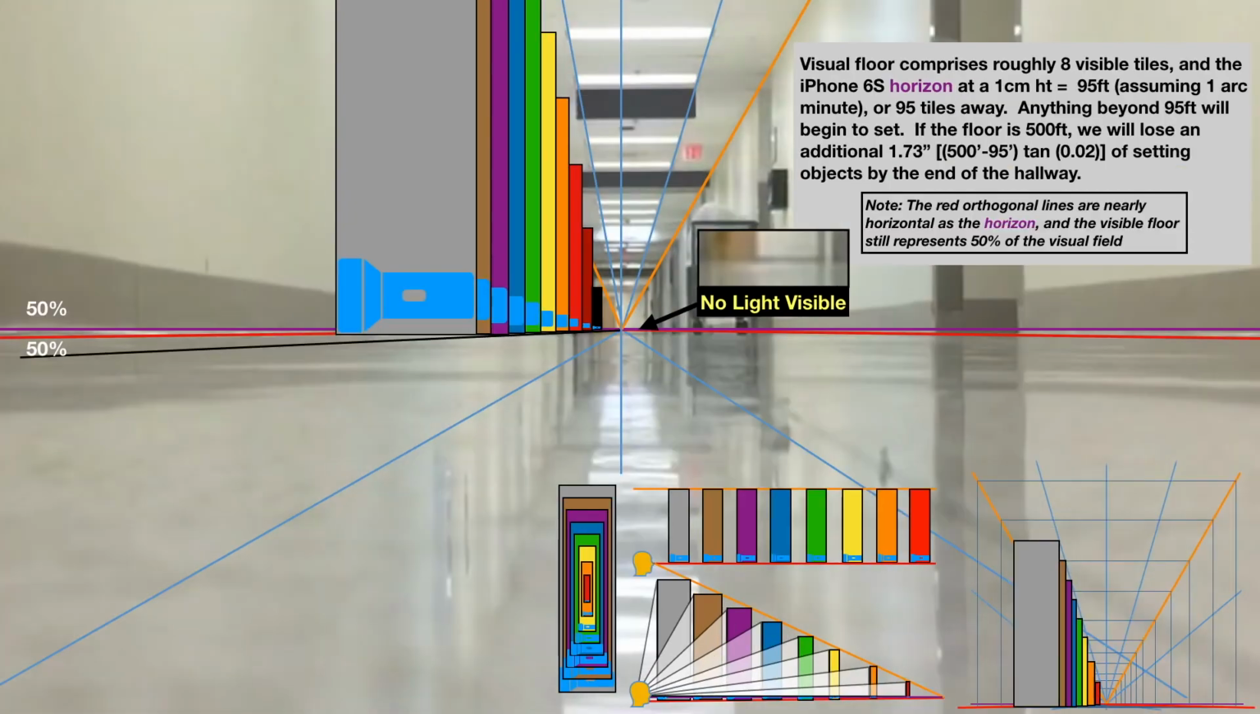Now I'm going to reduce my height even more. Now the visual floor, most of it is just about 8 tiles or so, as far as how many I can count, right? Keep in mind that compression rate when we did the 50% halving. So for the iPhone 6s horizon at 1 centimeter height, we had a 95-foot horizon line, assuming again 1 arc minute or about 95 tiles away. Anything beyond 95 feet will begin to set.